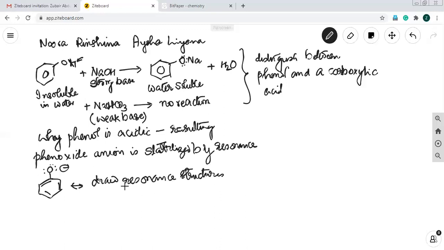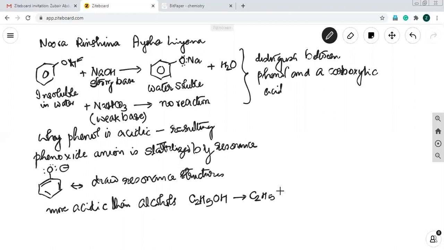Okay. So phenol is more acidic than alcohols. Say for example, C2H5OH. If you put sodium hydroxide, this will dissociate into C2H5O minus plus H plus, H3O plus. Now this is not stabilized.